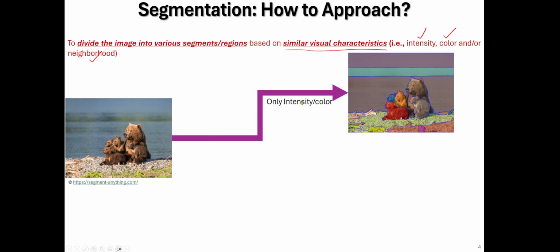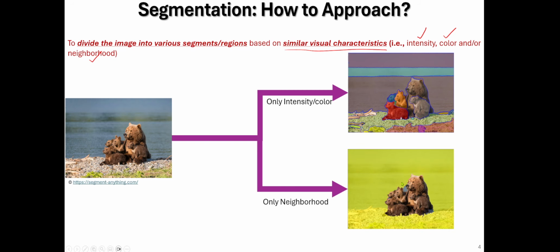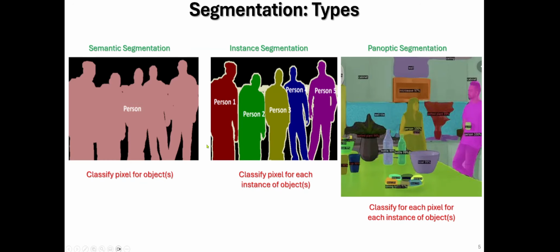If you think of only intensity based, then maybe you can segment this image into something like this. And if it is neighborhood based, maybe you can go one step ahead and group pixels with the same intensity which are closer together. So this is a rough idea. And in a broad sense, we can divide segmentation into three types. First one is semantic, second one is instance, and third one is panoptic.